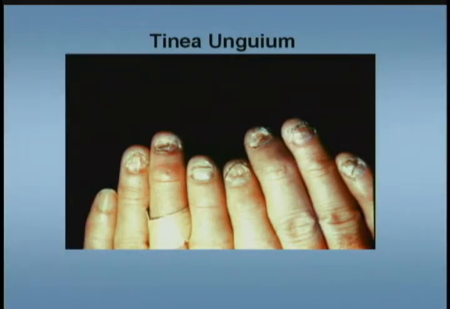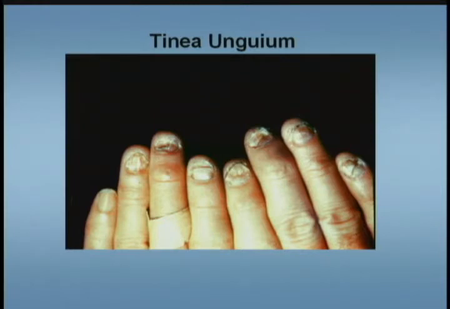Our next slide shows tinea unguium. Now, unguium could have been called onychomycosis. Unguium means nail, onycho means nail, onychomycosis. Paronychia, near the nail, means a bacterial infection around the nail. Tinea unguium is a fungal infection of the nail.